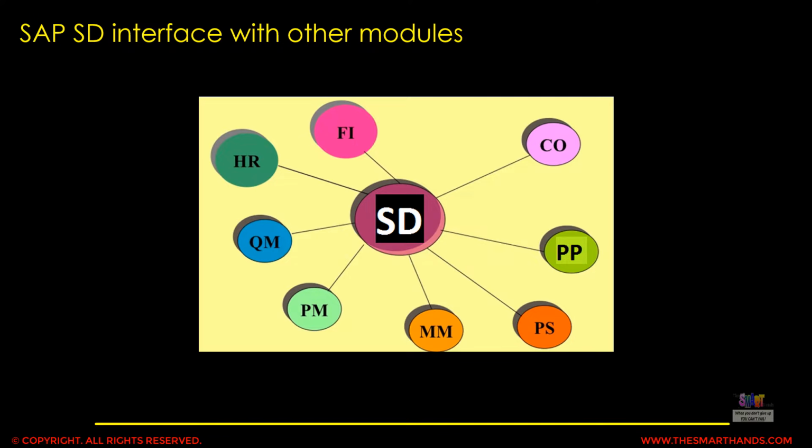As you can see in this picture, this is how the SD module is integrated with other modules. Here in the middle we have SD, and SD is interfaced with other modules like FI, HR, QM, quality management, PM, which stands for plant maintenance, then material management, PS, which stands for project systems, production planning, and controlling.